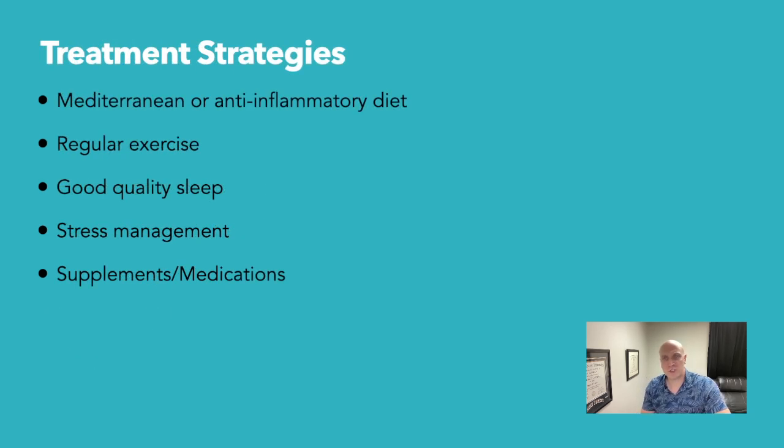So when it comes to treatment strategies, I'm not going to go into this in depth. This is just kind of in general. Following a Mediterranean or an anti-inflammatory diet, because most heart disease is going to be driven by insulin resistance and inflammation, so lowering those types of foods. Regular exercise is really important. Good quality sleep. So you want quantity and quality, at least 7 hours of good quality sleep. Stress management is huge. I mean, those are going to be several different talks you'll be able to see on my channel. And there are going to be supplement recommendations, medication recommendations that go along with it.